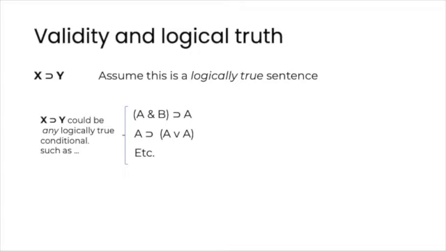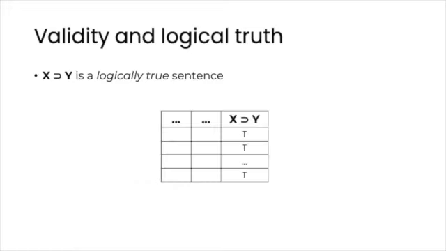X horseshoe Y could be any conditional tautology. It could be if A and B then B, or it could be if A, then A or A, etc. Now, what would the truth table look like? Well, given that it is a tautology, it would come out true in every row. And how do you guarantee that a conditional sentence is going to be true in every single row?